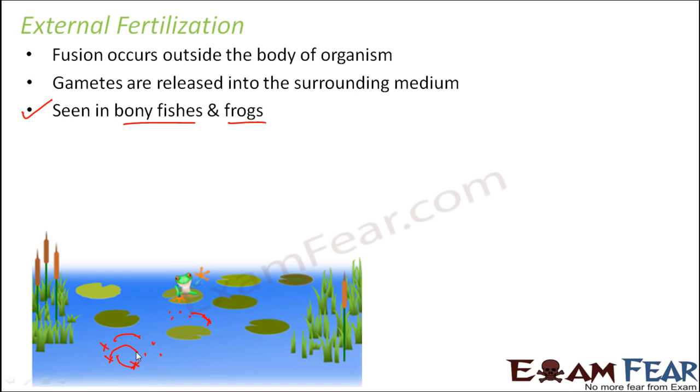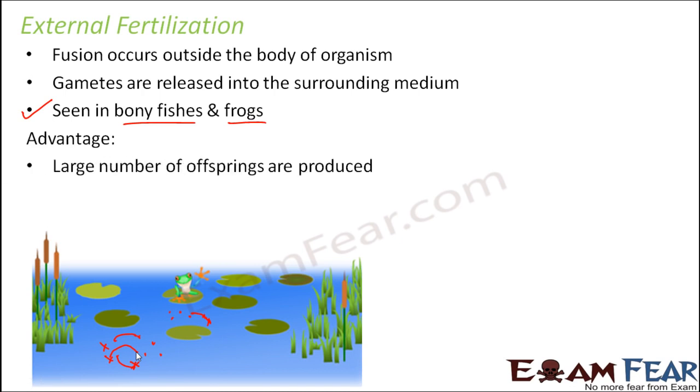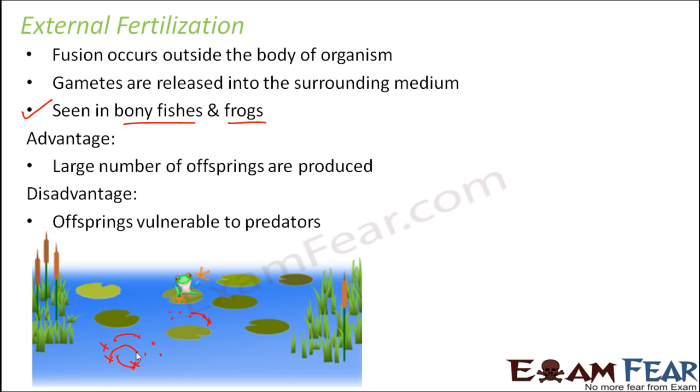So here a large number of gametes are released into water by both the sexes. The advantage is that a large number of offsprings are produced, because so many gametes remain spread in the water that fusion keeps on taking place. Therefore, a large number of offsprings are produced. At the same time, there is a disadvantage also. The offsprings are vulnerable to predators. Now the fusion happened, a very tiny new organism is formed, but it is just lying in water. So any other organism can come and eat it. So it is not at all safe. Even though a huge number of offsprings are produced, very few of them are able to survive because most of them are eaten by the predators.